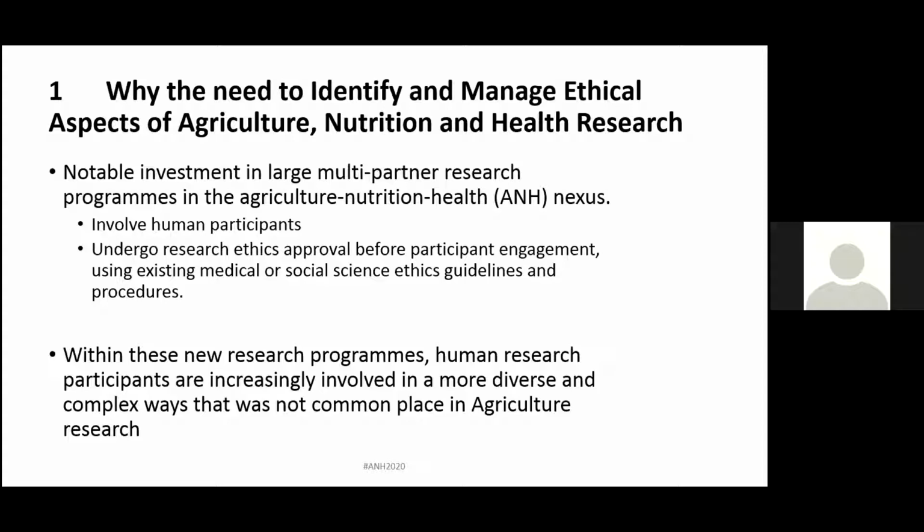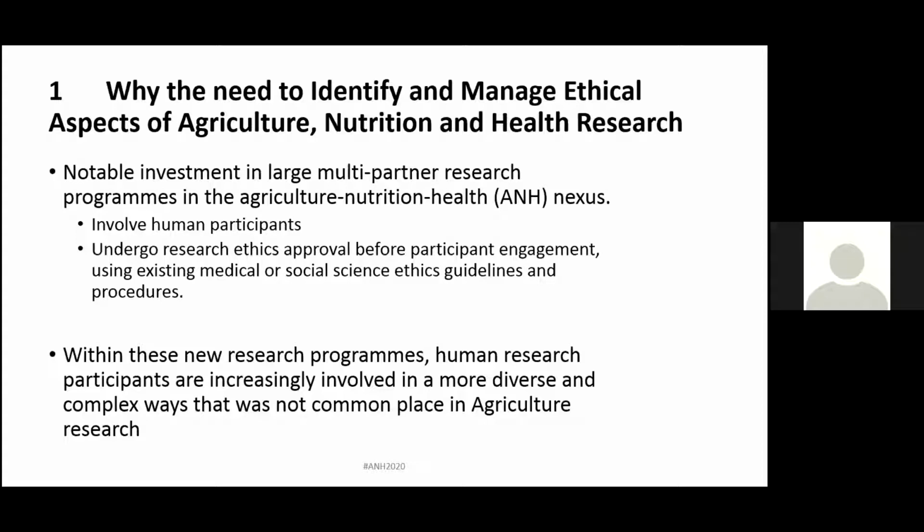Why do we need to identify and manage ethical aspects of agriculture, nutrition, and health research? There's been notable investments in large partner research programs in the agriculture, nutrition, and health nexus. And a good example is the current geonutrition project that is being implemented by the Lilongwe University of Agriculture and Natural Resources in collaboration with the London School of Hygiene and Tropical Medicine and also the University of Nottingham.